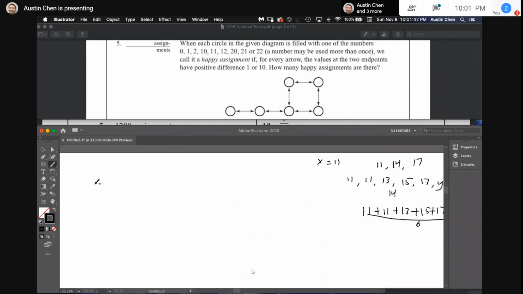So one happy assignment could be 0, 1, 11, 12, 22, 21, and it goes back to 11.